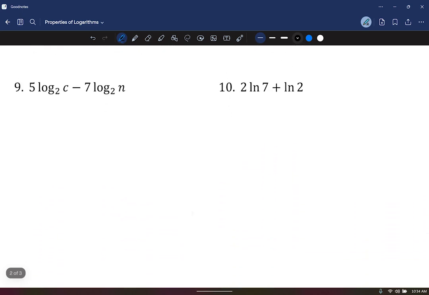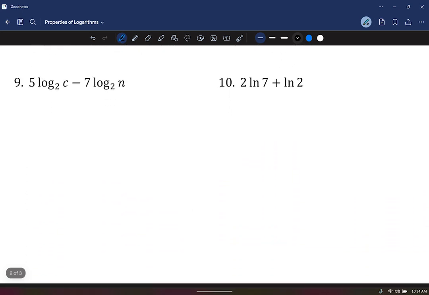All right, number 9, I'm going to move that number up to the exponent. So we have log base 2 of c to the 5th, and this would be log base 2 of n to the 7th. I am subtracting those two logs, so to combine them, I will divide their parts. So this is log base 2 of c to the 5th divided by n to the 7th.